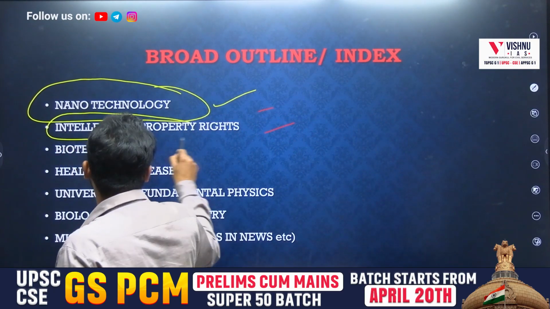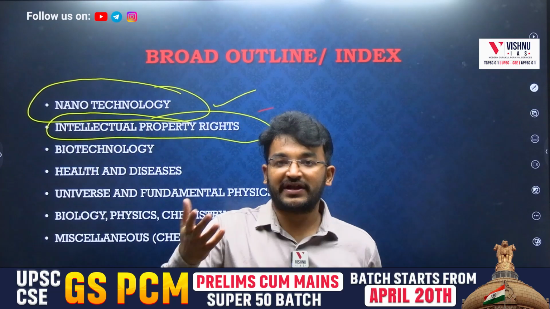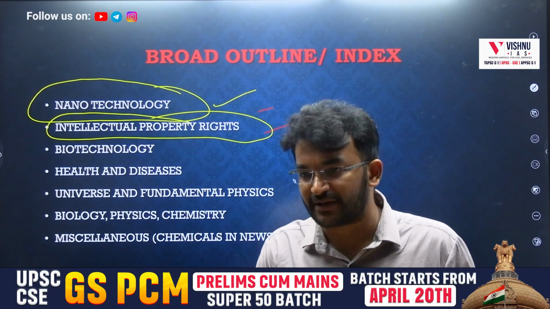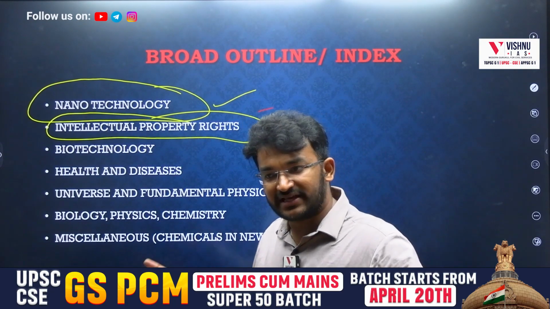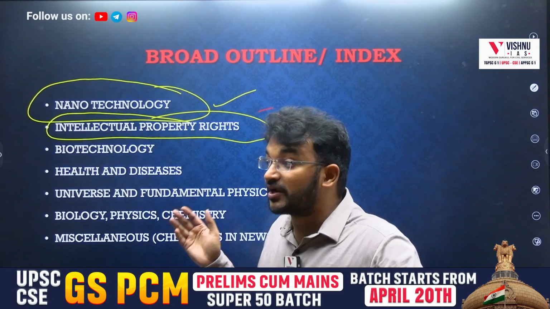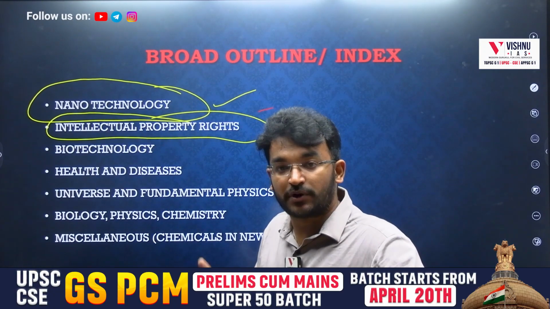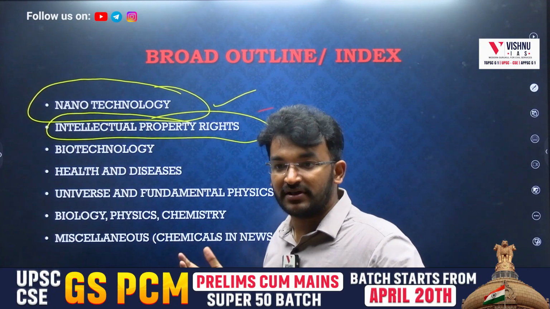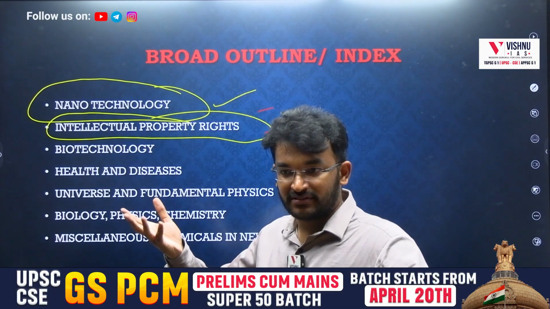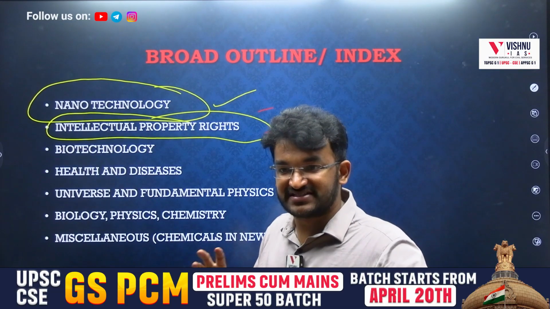Further, intellectual property rights. You might have heard about physical property. Physical property means land, buildings and all. Now, intellectual property means those properties which are created by our brain, say patents, industrial designs, copyrights.